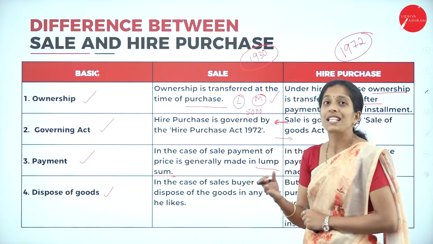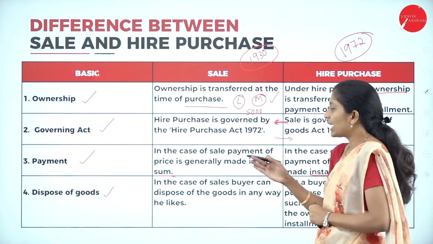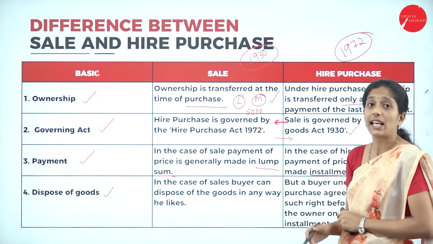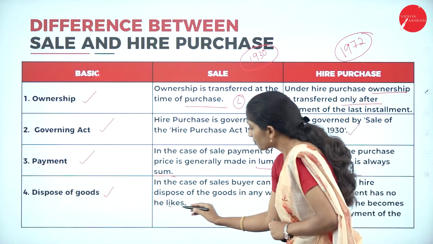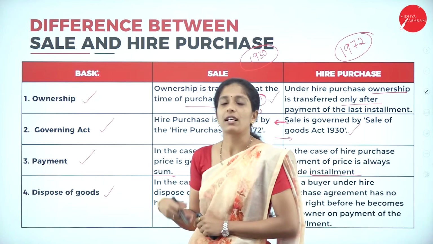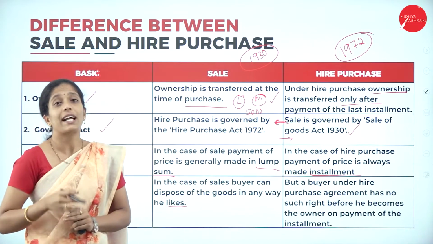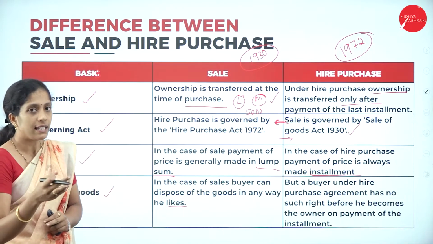Next, the fourth one is disposal of goods. So how are the goods disposed? In the case of sale, the buyer can dispose of the goods in any way he likes. After the goods have been sold, the buyer can use the goods or dispose of them as he likes.